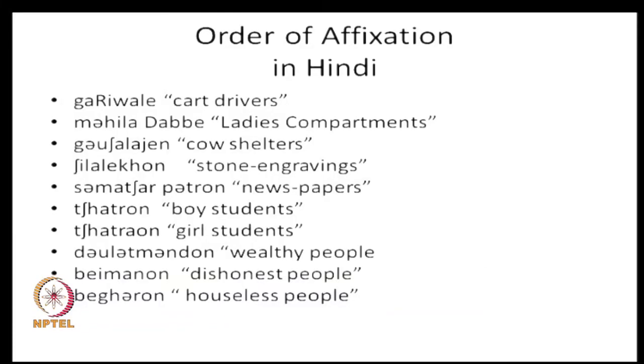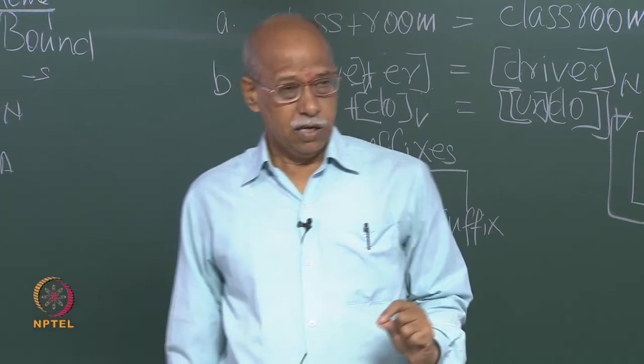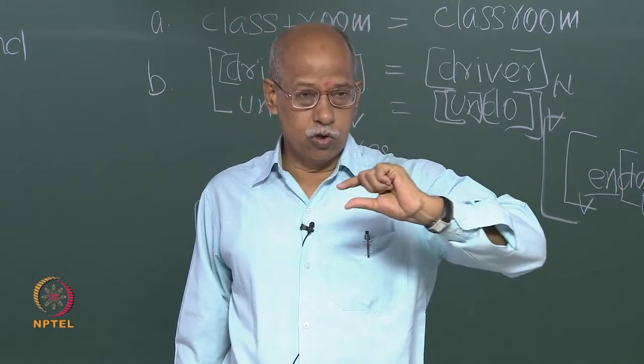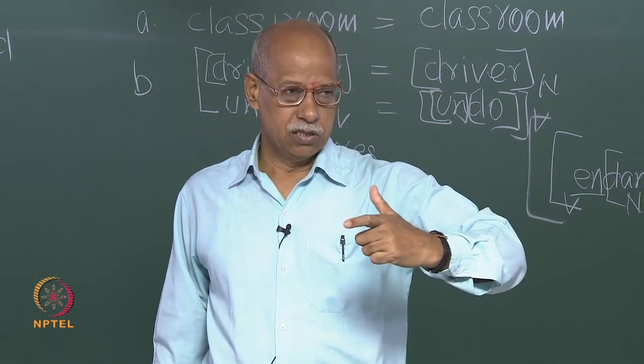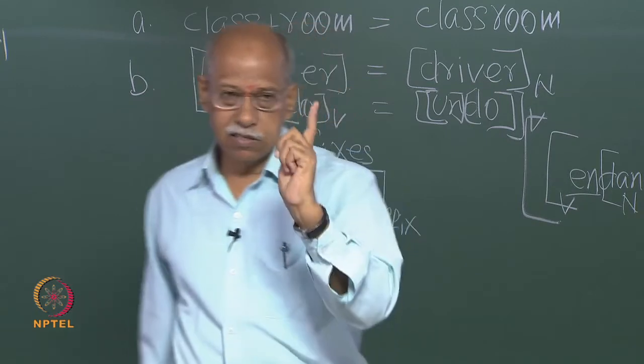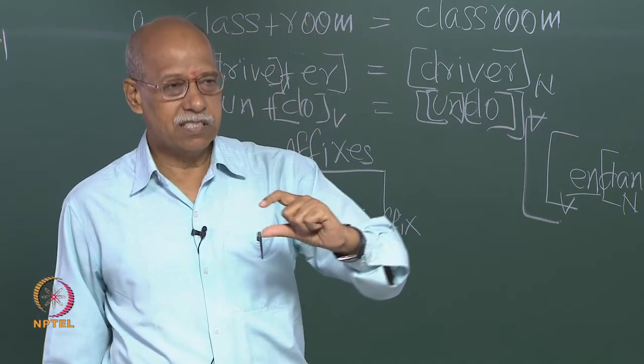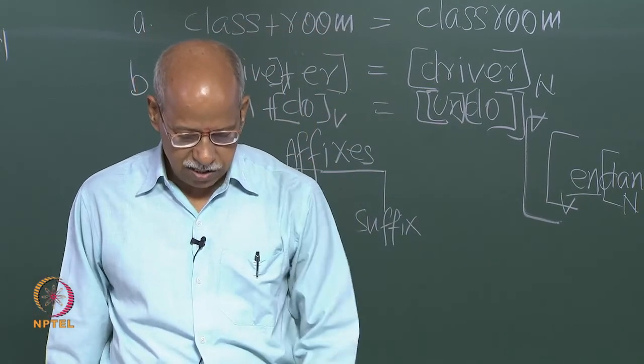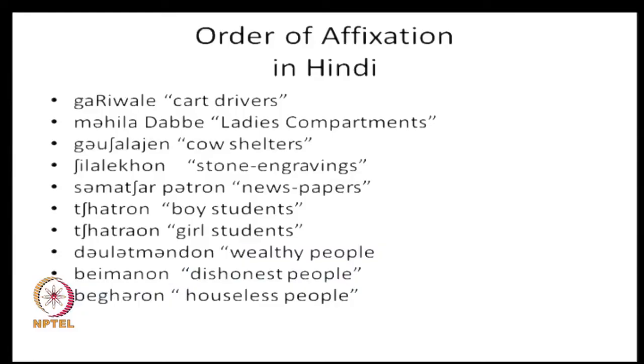Look at the order of affixation here in Hindi, gari wale, mahila dabbe, ladies compartment. So, plural compartments in Hindi can be shown by the ending e. Dabbe, more than one, not dabba, dabba is one, but dabbe is more than one, it comes at the end, mahila dabbe, ladies compartment. How would you say that in Telugu?